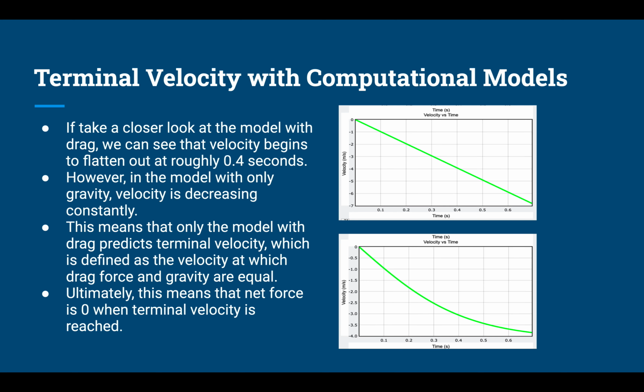So, terminal velocity with the computational model. If we take a closer look at the model with drag, we can see that the velocity begins to flatten out at roughly 0.4 seconds. However, in the model with only gravity, velocity is decreasing constantly. This means that only the model with drag predicts terminal velocity, which is defined as the velocity at which drag force and gravity are equal. This means that the net force is 0 whenever terminal velocity is reached.